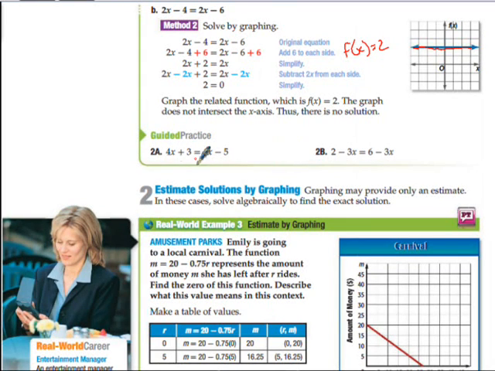So let's take a look at these two. Here, we would get this equals 0, subtract 4x from both sides, subtract 3 from both sides, and we end up with 0 equals negative 8. So f of x equals negative 8, so that's no solution. Here, same kind of thing, add 3x to both sides, we get 2 equals 6, subtract 2 from both sides and get 0 equals 4. Again, no solution.